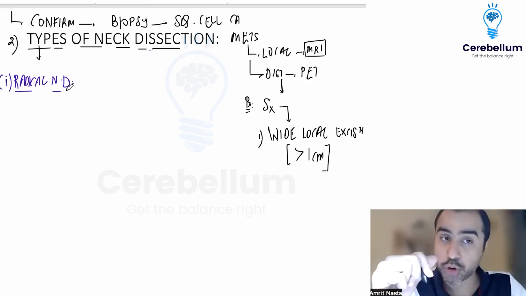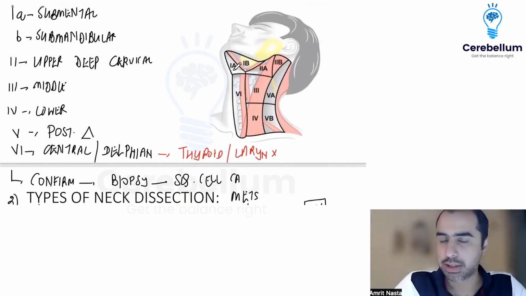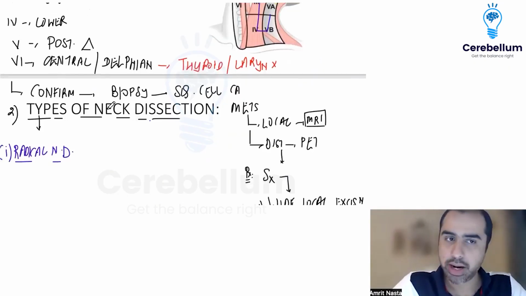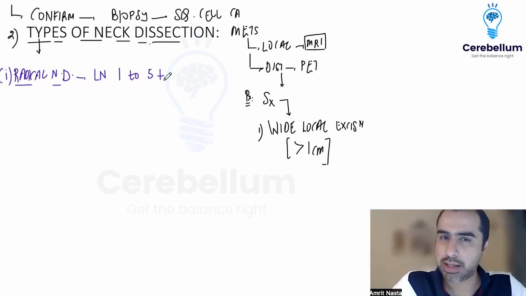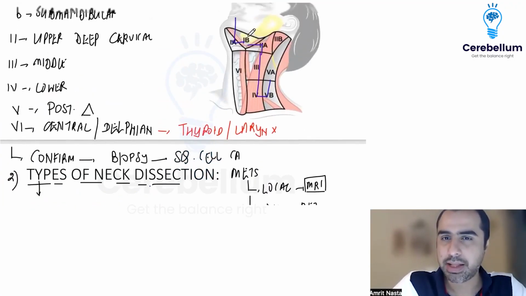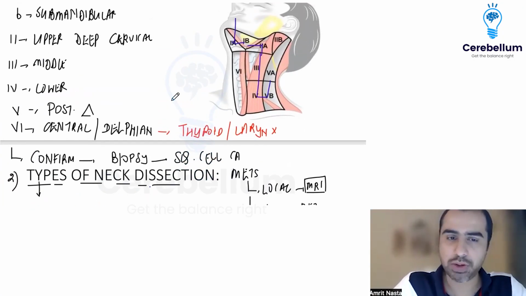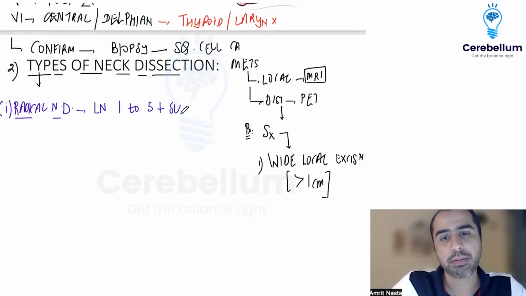What did he say? What should you remove? Now you know the common sense. He said tumor can go to 1A, then 1B, then 2, 3, 4, 5. Remove all of them. So in radical neck dissection, you would remove lymph nodes 1 to 5. You would also remove, there is a gland over here, this one. You would also remove that gland, submandibular salivary gland.